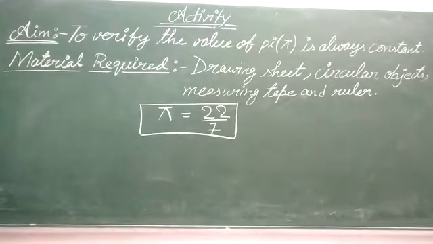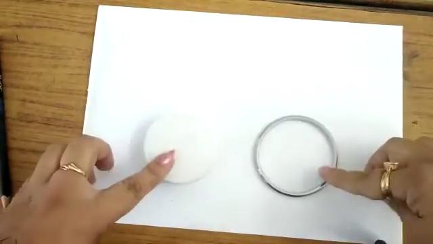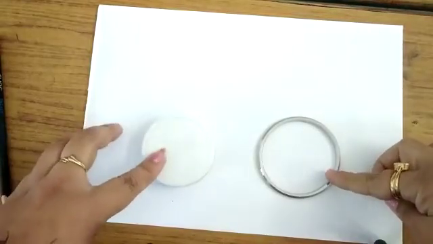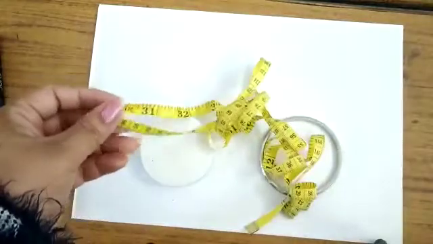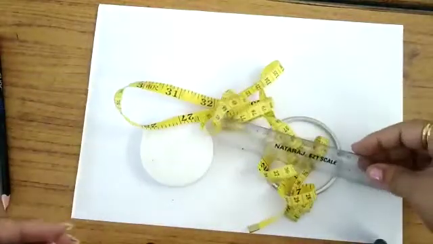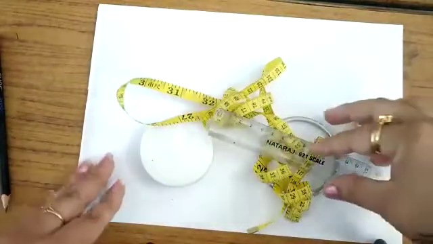So let's start, students. This is a drawing sheet. These are two circular objects. With the help of these, I will measure their circumference as well as diameter. This is a measuring tape. With the help of it, I will measure. This is a ruler. So now students, let's start our activity.